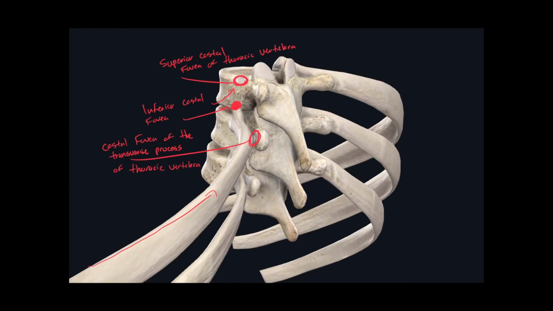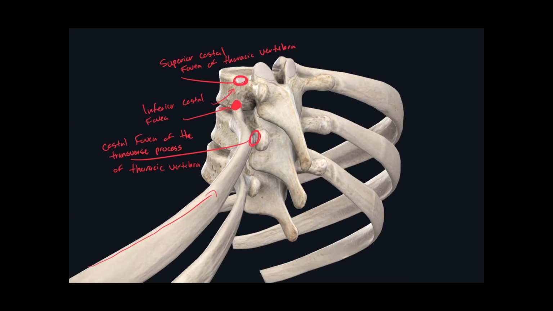I hope this makes sense. Costal fovea, all that means is rib surface. Costal referring to rib, fovea meaning surface. So this is the surface that articulates with the rib. One being on the superior part of the body of the vertebra, and one being on the inferior portion of the body of the vertebra. And then the third one being on the transverse process. So because of that, we call them the superior costal fovea of thoracic vertebra, the inferior costal fovea of a thoracic vertebra, and the last group being the costal fovea of the transverse process of a thoracic vertebra.